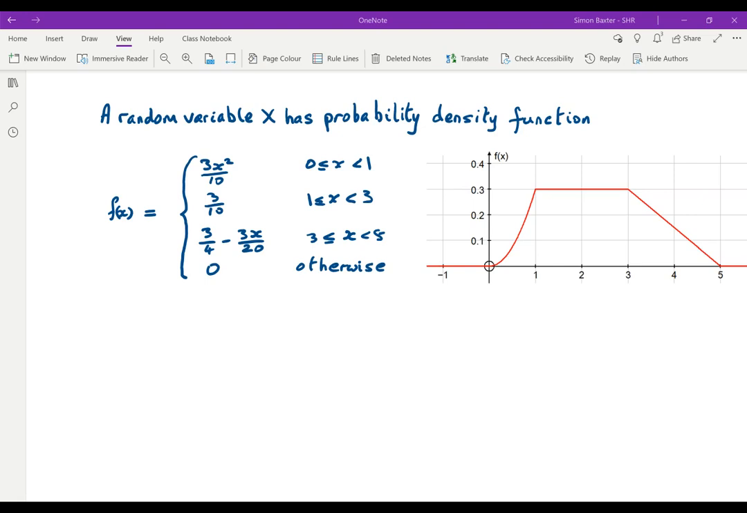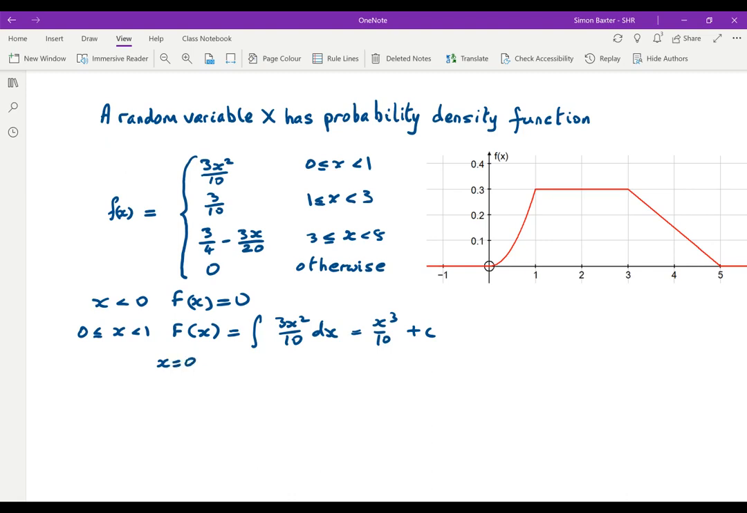Well, let's look at finding the cumulative probability function. For x less than the smallest value, F of x is going to be 0. Let's have a look between 0 and 1. F of x is going to be the integral of little f of x, which is 3x squared over 10 dx, and that is x cubed over 10 plus c. x equals 0 is the smallest value.